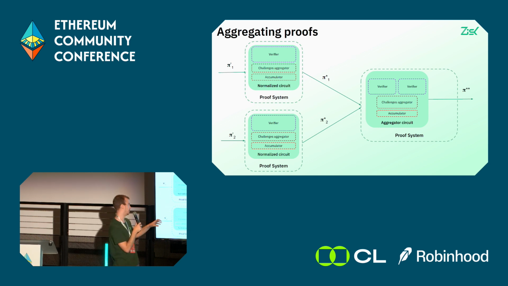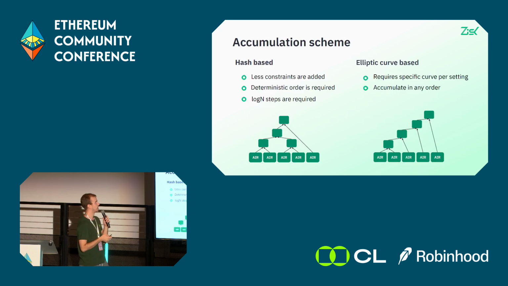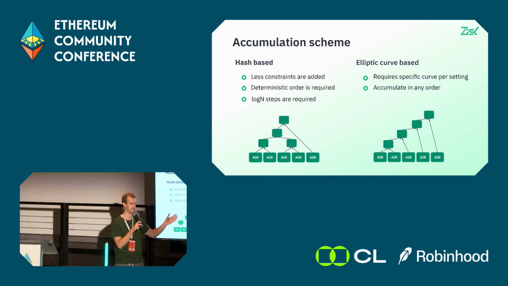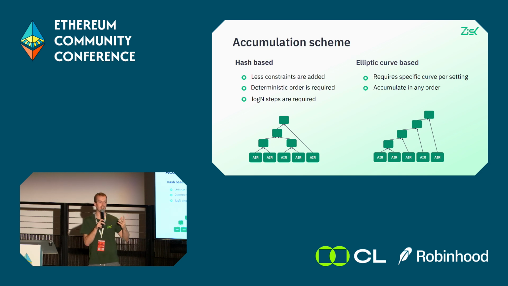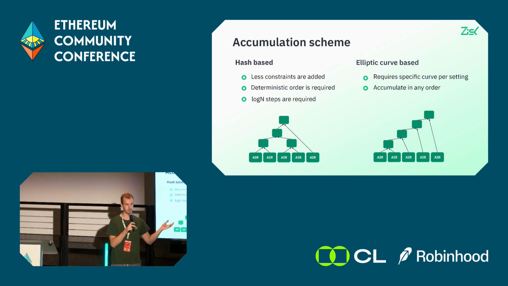So it's very important that the normalized circuit and the aggregator circuit generate the same type of proof, so you can blend them together and you can aggregate them indistinctively. So now there's a very important question. You have n proofs and you want to reduce them, but is there any specific order that you need to follow?